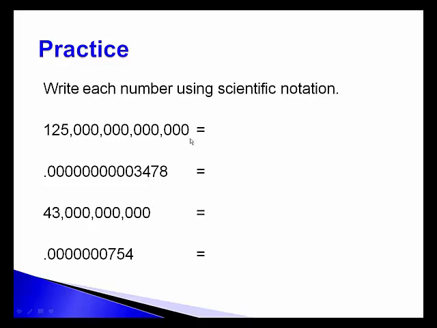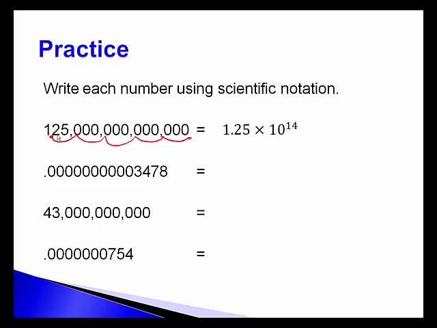Once again, our decimal is understood to be at the end, so as we begin that move, we'll go 3, 6, 9, 12, but we're not quite there yet, 13, 14. So our decimal will end up here. We'll have 1.25 times 10 to the 14th power.